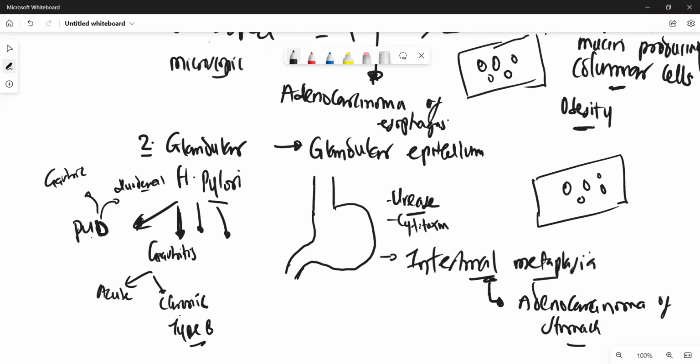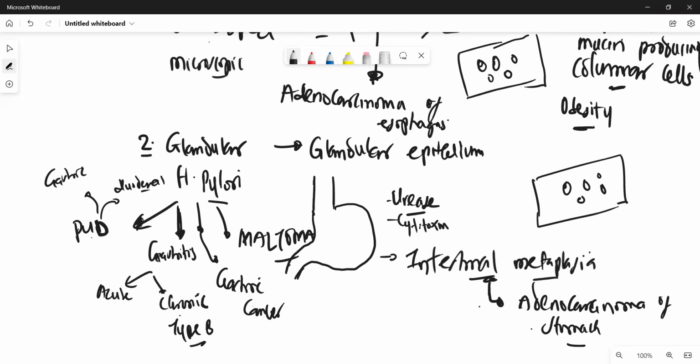What else? Very good, so we just mentioned gastric cancer, adenocarcinoma, and of course the last one is MALToma, which is kind of like a lymphoma inside the stomach. So these are just some examples of conditions that are associated with H. pylori.